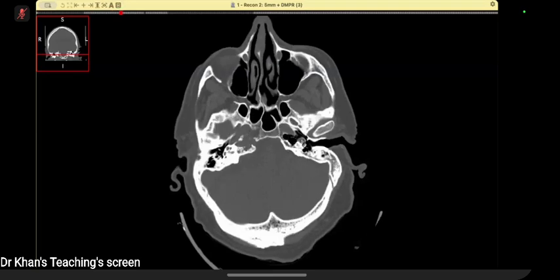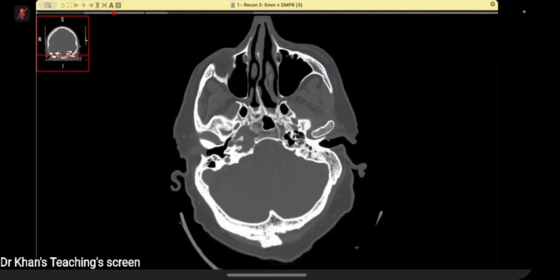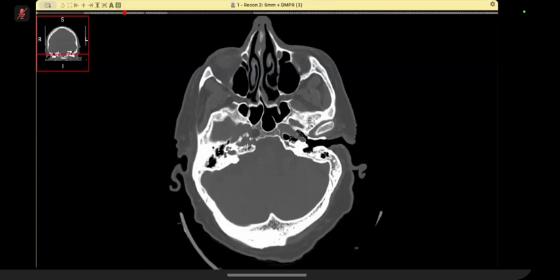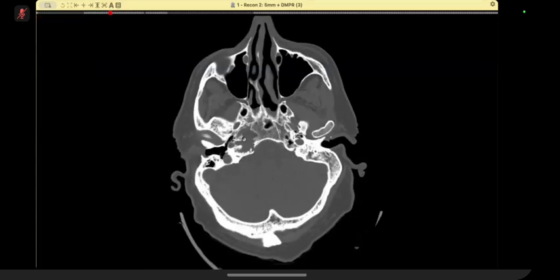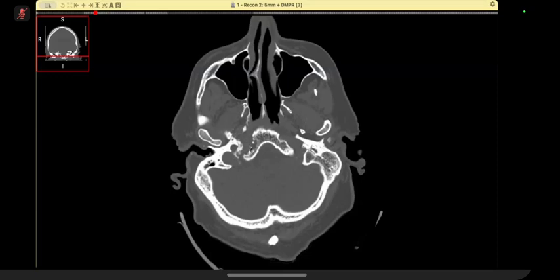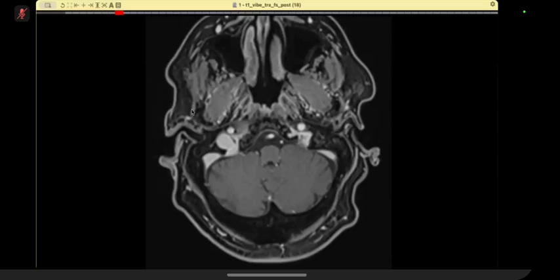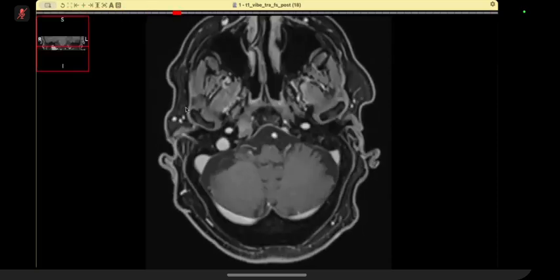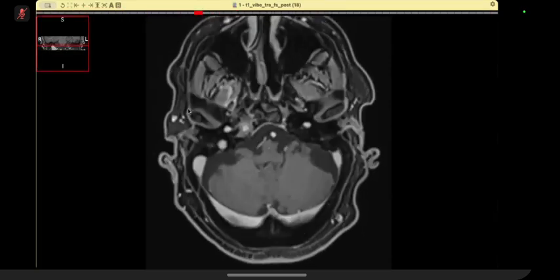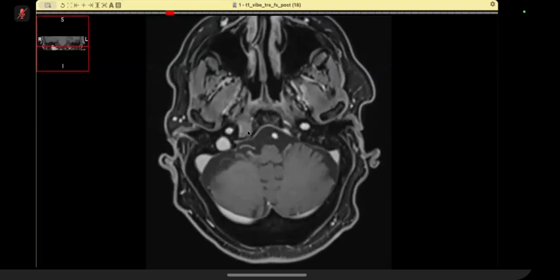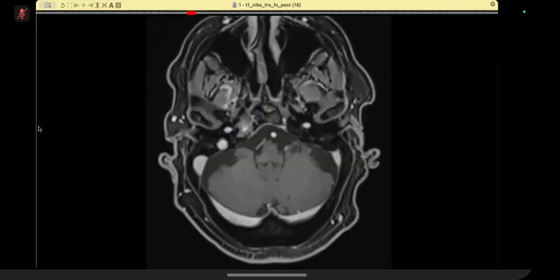So if you compare it from this side, exactly where I'm pointing out is the petrous apex, and you can see that there is expansion here. And then we go to the MR. Key thing is not the post contrast, but the pre-contrast. Now here, this is a post contrast T1, and you feel as if there is a nodular enhancement here.